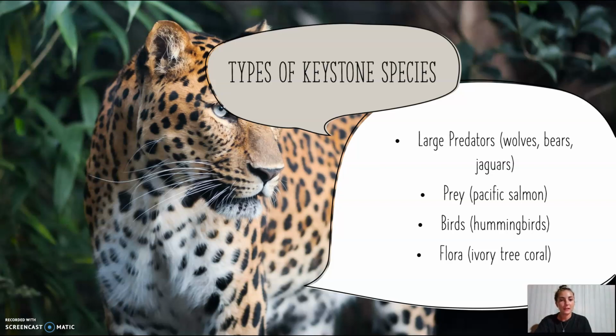and it doesn't have to be a large predator at the top of the food chain, like wolves or bears or something like that. It could be trees or starfish or hummingbirds or anything of that nature.